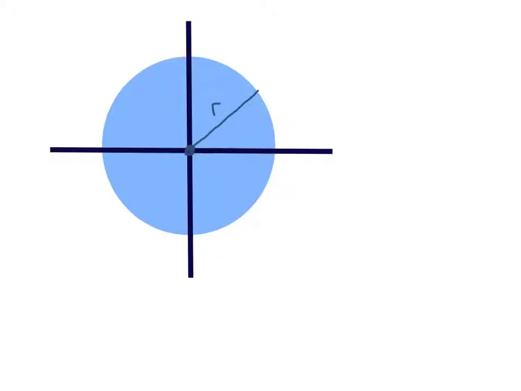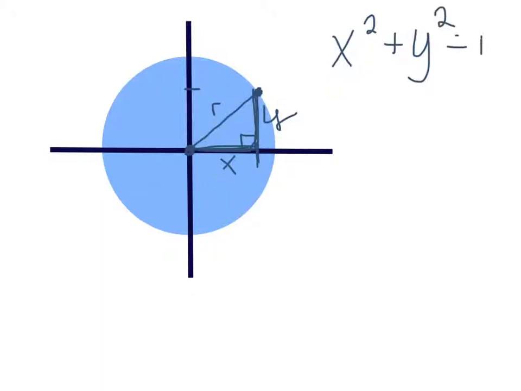Now let's suppose that this was a coordinate plane. This point right here on the edge of the circle, it's got an x distance and a y distance. So if I made a triangle out of it, this length would be x and this length would be y. Now that triangle is a right triangle, and if you remember Pythagorean theorem, it goes x squared plus y squared equals r squared. And that holds true for any point anywhere on this circle.